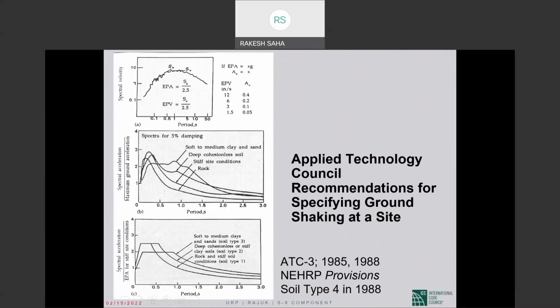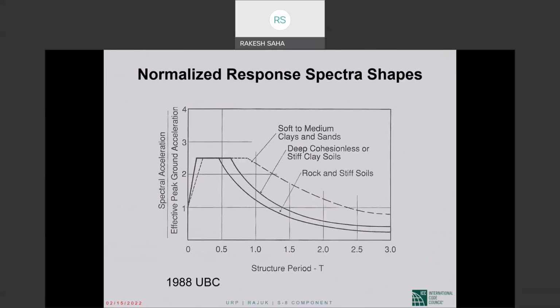ATC3 was followed by 1985, 1988 NEHRP provisions. In 1988, NEHRP added Soil Type 4, very soft soil. Those are details for you.